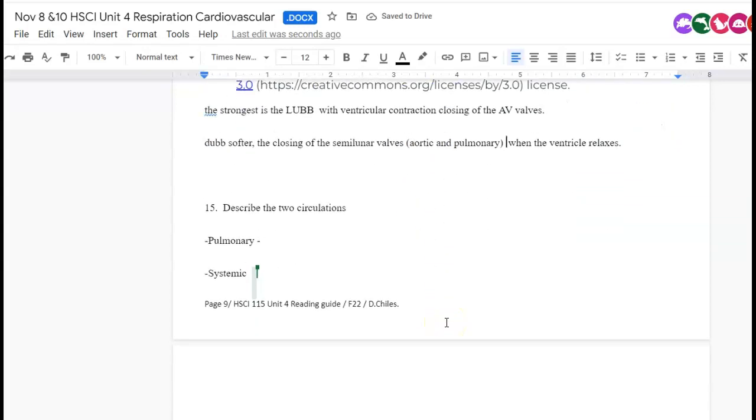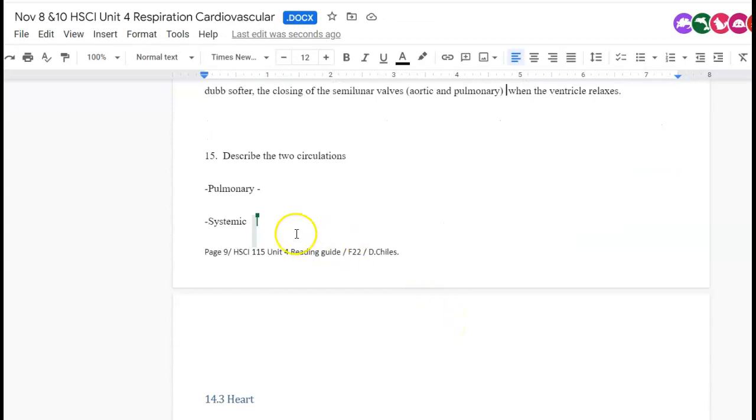Wonderful. Then we talked about the two circulations. The pulmonary circulation, as we showed in the diagram, goes to the lungs to get oxygenated. And the systemic travels to the rest of the body.